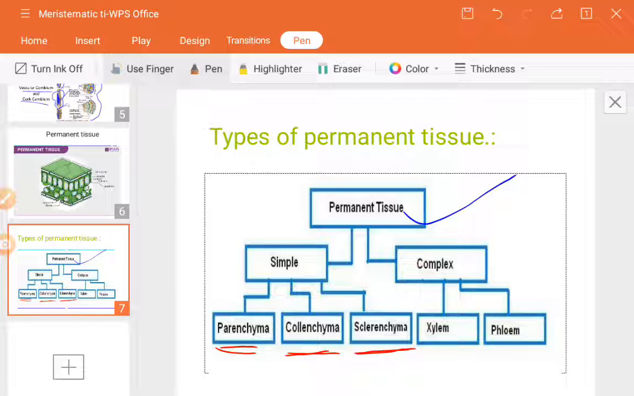Again the complex permanent tissue is divided into the normal vascular bundle. We know that that is xylem and phloem. Actually we know its function. Now we have to know about the others.